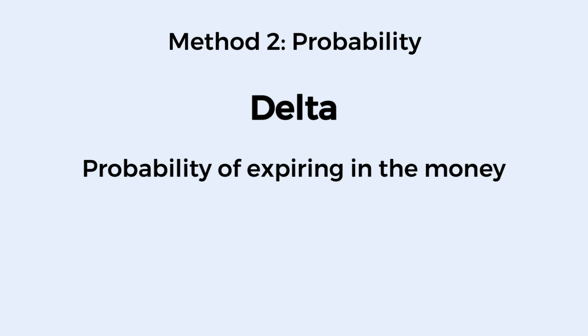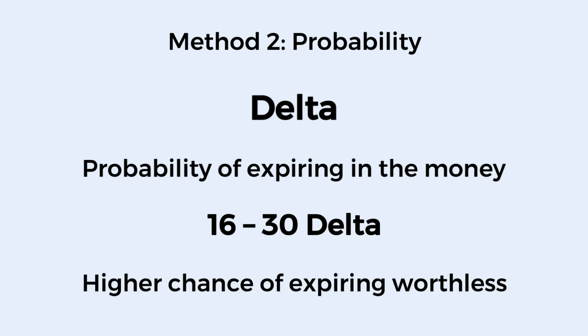The second method is using probability. This is where delta comes in. Delta gives you a rough estimate of how likely an option is to expire in the money. Many traders choose short strikes in the 16 to 30 delta range. That typically means a higher probability that the option expires worthless.